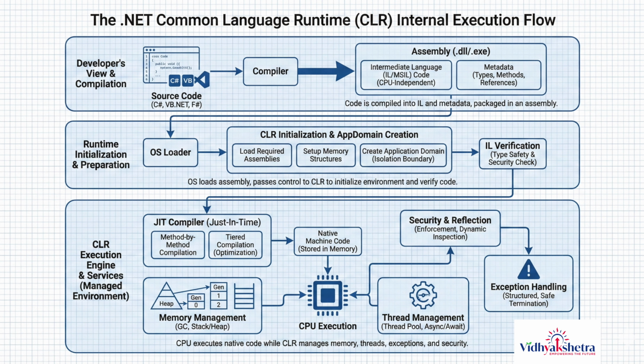When a method is invoked, the JIT compiler converts IL into native code. The CPU executes that native code while CLR continuously manages memory, threads, exceptions, and security. When the application ends, CLR releases resources and shuts down safely.